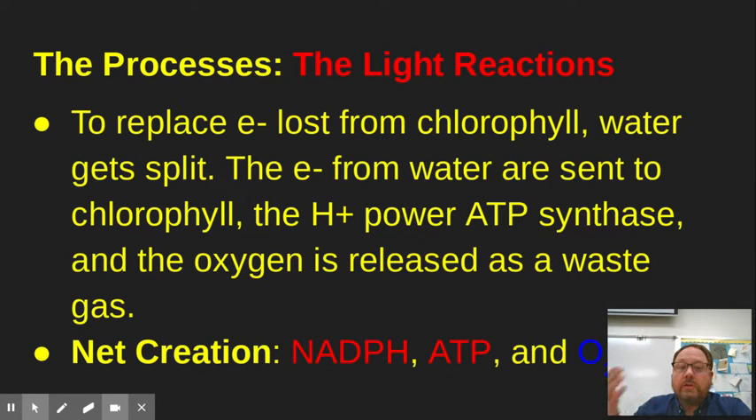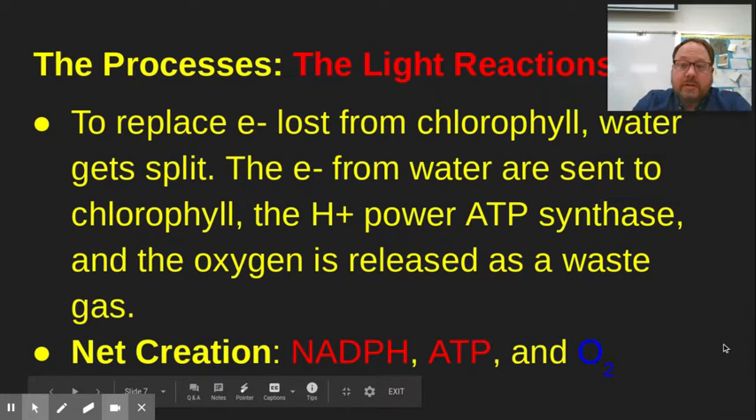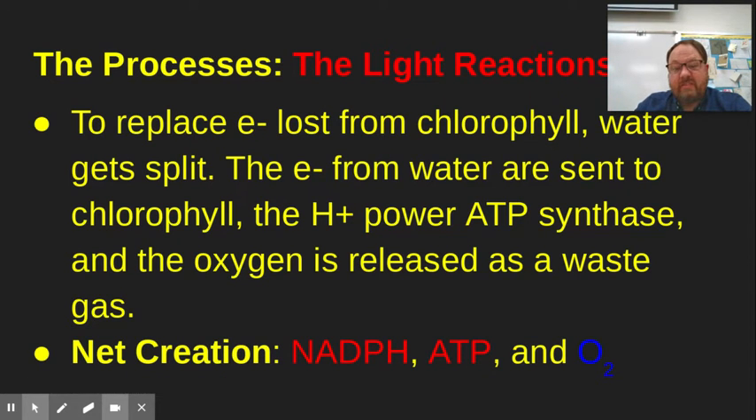Now, when chlorophyll loses those electrons, they have to be replaced. So that's where water comes in. When water is split, the electrons from water get given to chlorophyll, and then the protons begin to accumulate and create a gradient. That gradient is used to power ATP synthase to spin, and you actually make some ATP.